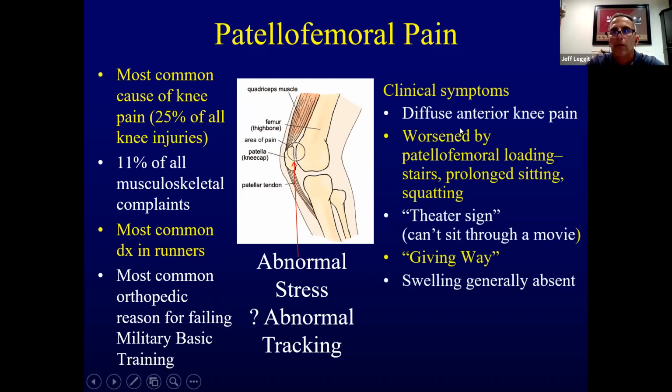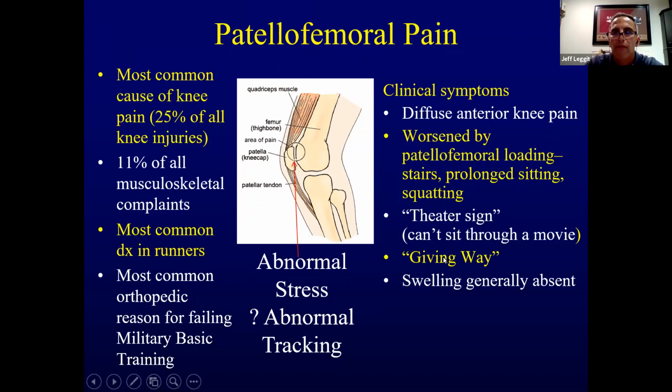And it's really going to be diagnosed under clinical symptoms, and we'll harp on that over and over again. It's this diffuse anterior knee pain, worse with any loading of that patellofemoral joint. And that's probably the best symptom that we can have. We'll talk about some physical exam findings, but really this loading of the patellofemoral joint is probably the best way to make the diagnosis. In the old days, we would talk about a theater sign, but hardly any of us go to the movies for numerous reasons. But if you can't really sit for an hour or so without having to move your knee around, that would be an old theater sign.